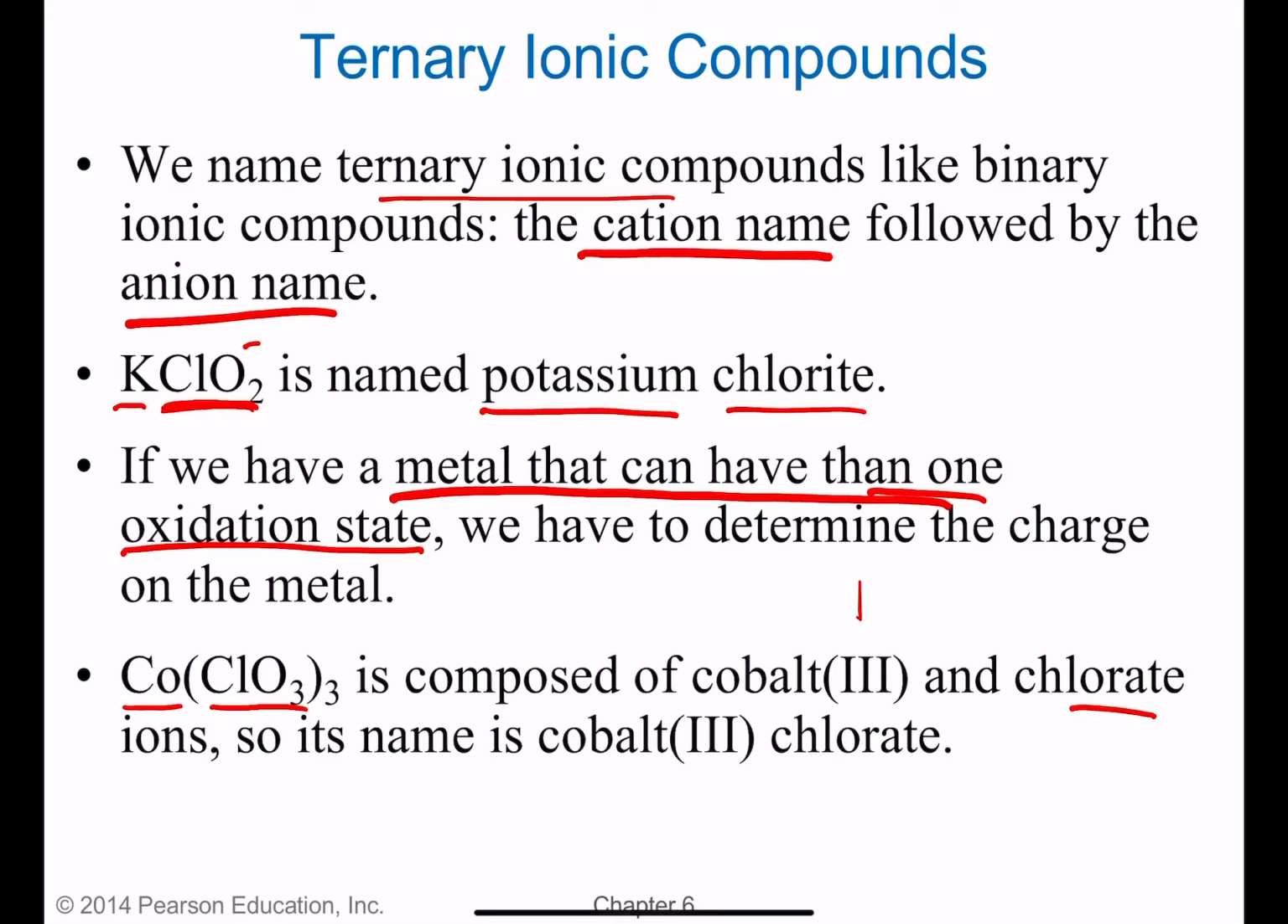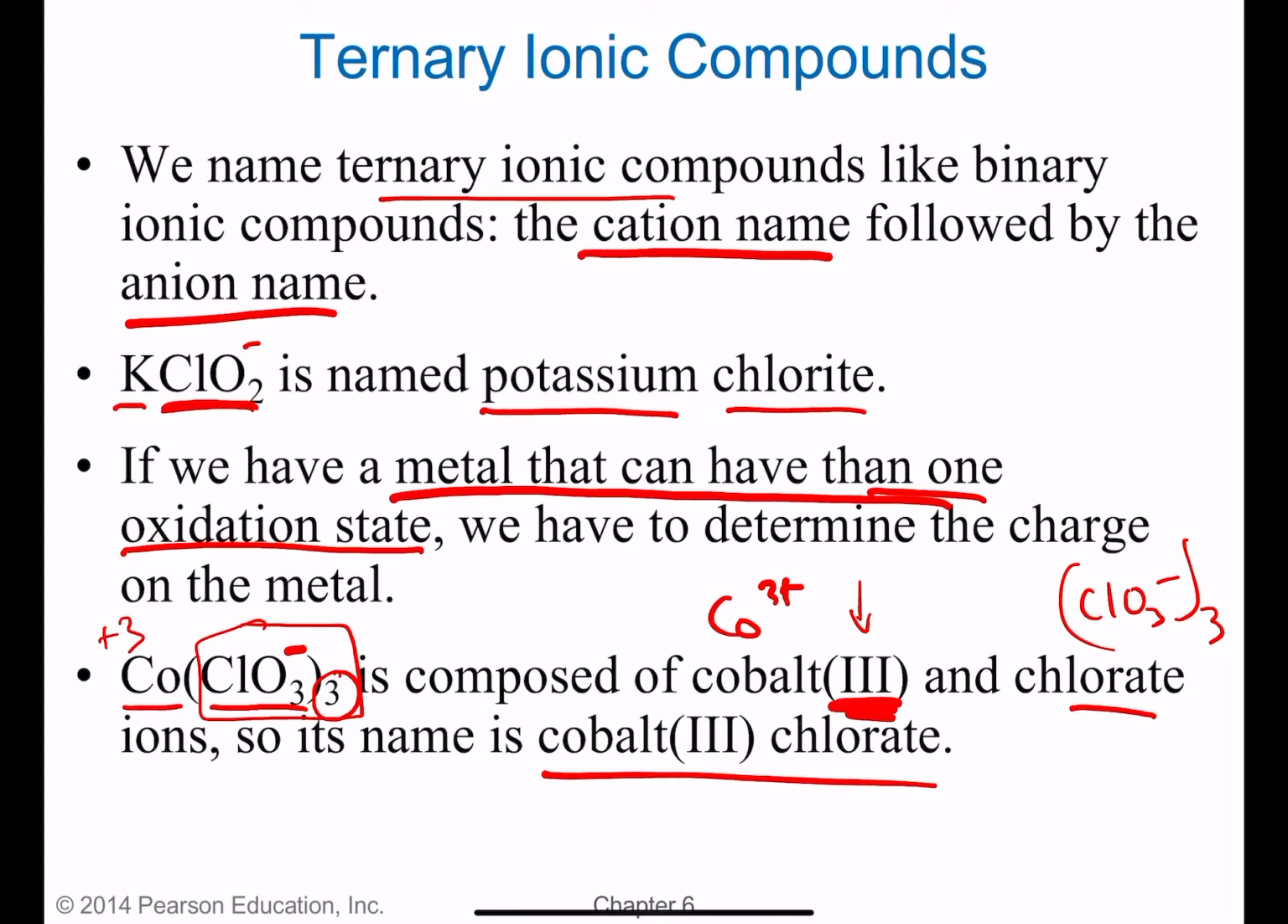Now, in this one, they're saying it's a 3, and how do we know it's a 3? Well, ClO3, you make your flashcards, you're going to memorize that that's always a 1-, and there's 3 of them in this formula. So if you've got a total of 3- from the chlorate, then that means the cobalt must be a 3+. So then the Roman numeral is clarifying the charge on the cobalt. So it's cobalt 3+, and then the chlorate is ClO3-, and then there's 3 of them. But anyway, that's how we got the name cobalt 3 chlorate.